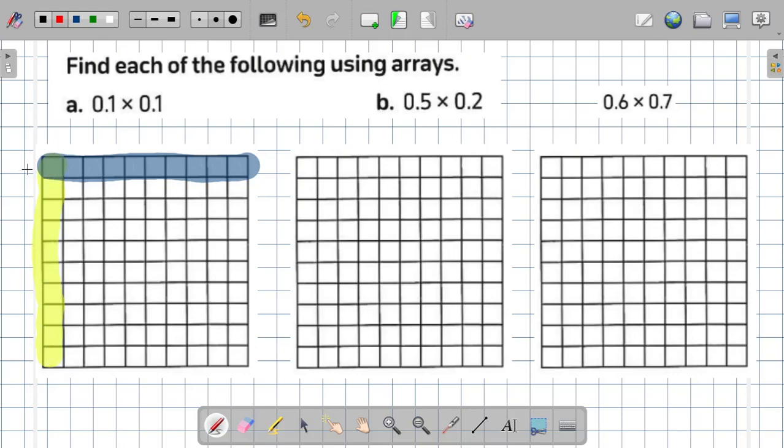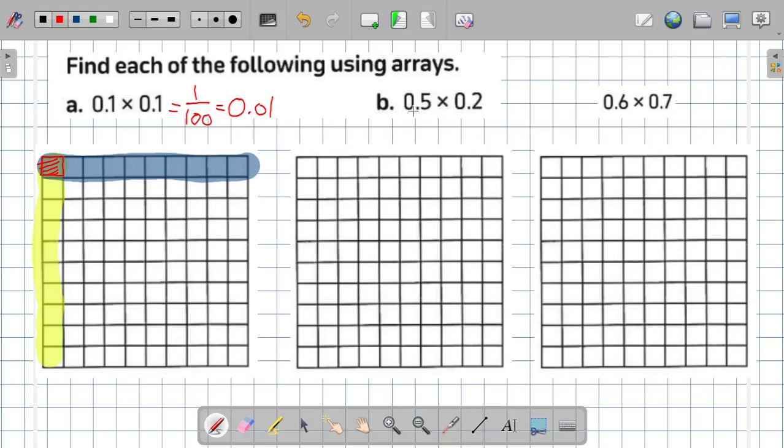So where is the intersection area? Where did they meet? I think it's here. I have 1 square, 1 of 100. So the result will be 1 over 100. And this means it's 0.01.